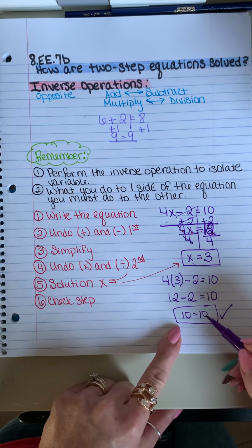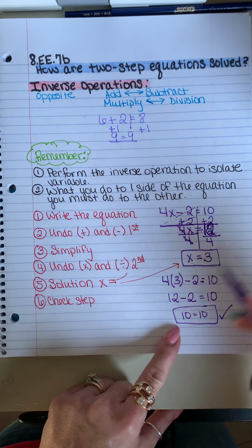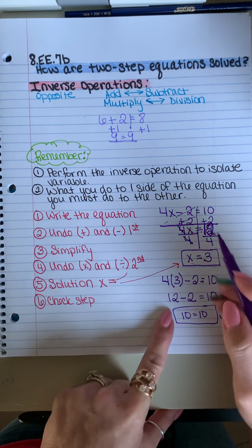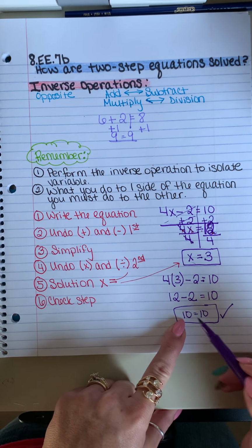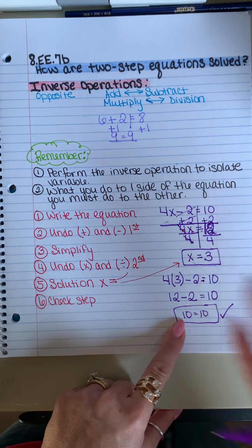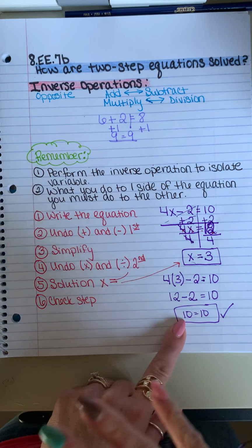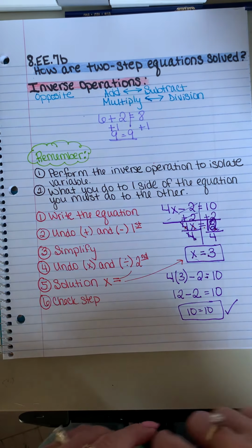So that check step tells me I solved this equation correctly, because I plugged it back into the equation and it worked. It made sense and it was a true statement. So right there, I know automatically that I got the equation correct.